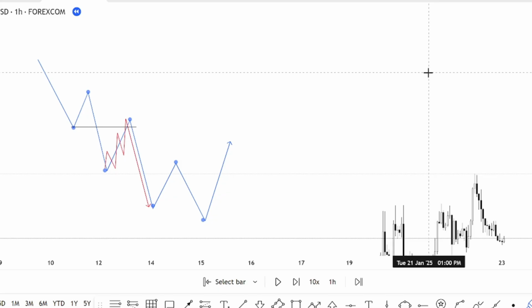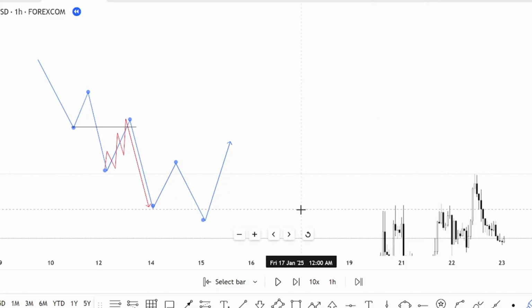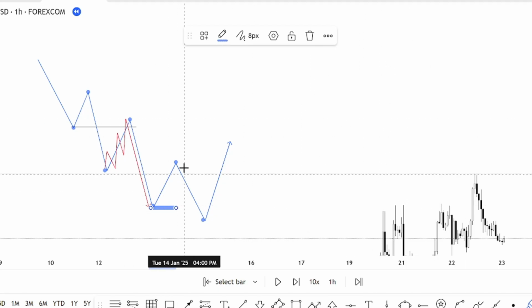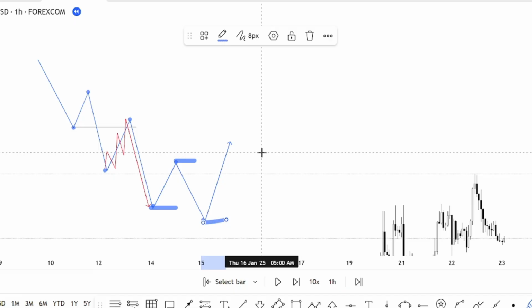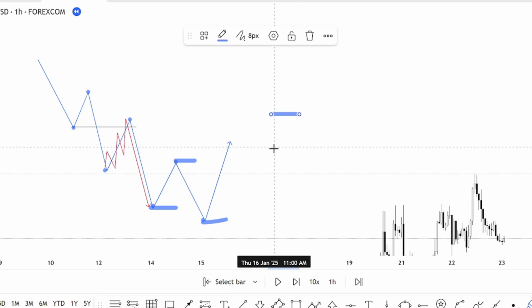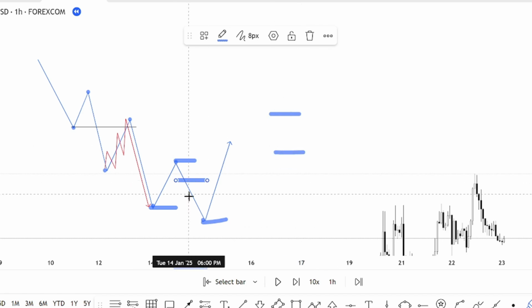We have major and minor inducements as well. Now when we talk about major inducement, we're talking about price taking out major swing highs and major swing lows, price taking out weekly highs, weekly lows, monthly highs, monthly lows, etc. Right? So those are the major inducement. Minor inducements are like session highs, session lows, and internal structures.